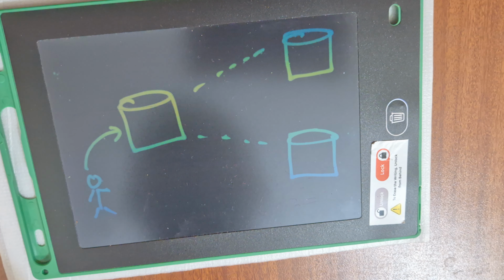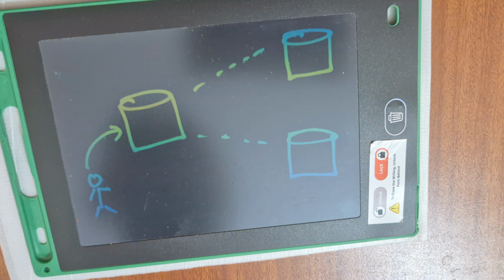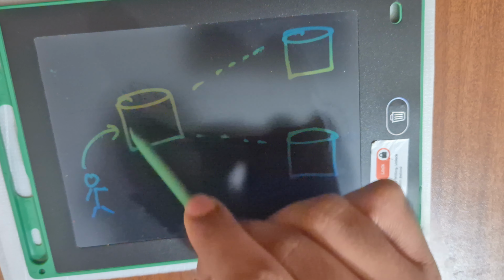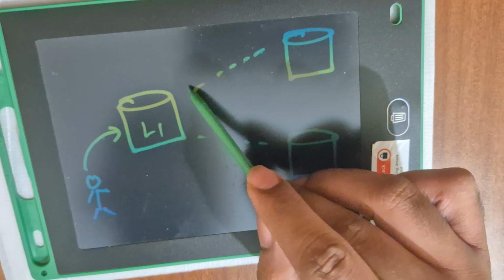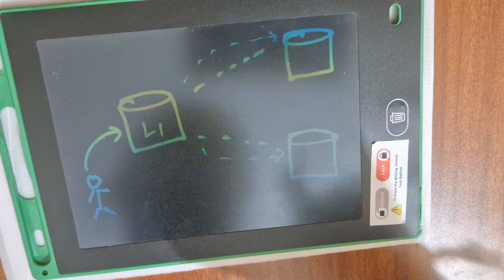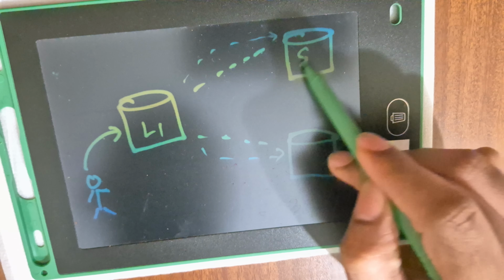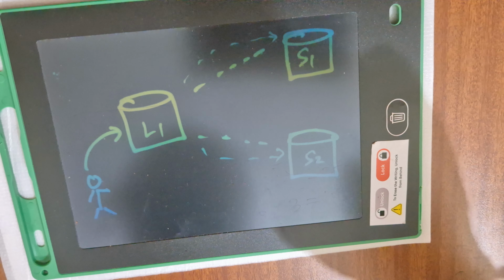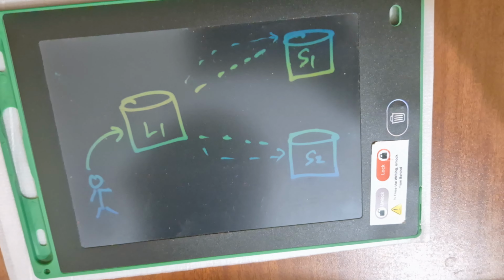So first we start with single leader replication. In single leader replication, what happens is that the client makes a request to a leader. So this is the leader, and then the leader replicates the data to the secondaries. So this is secondary one, secondary two. These are being replicated.